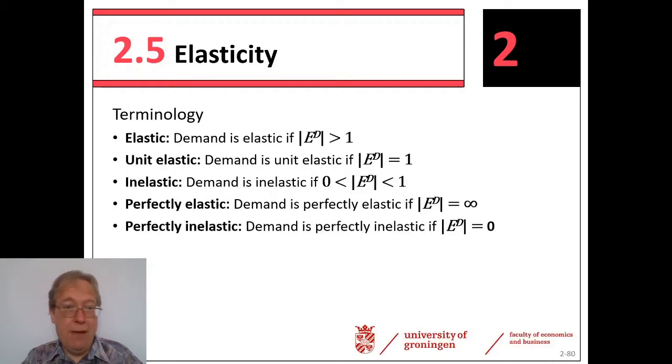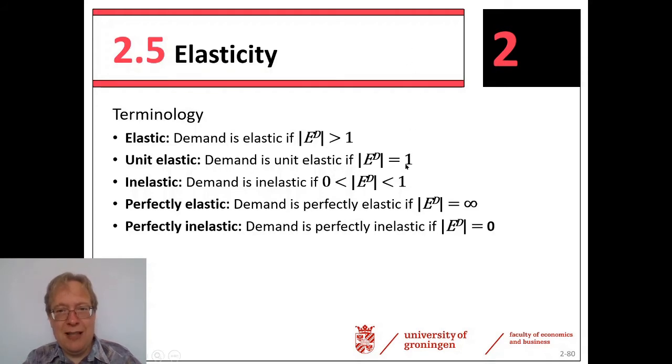And vice versa. So here's some terminology. We will say that demand is elastic if the absolute value, these lines denote the absolute value, is bigger than 1. So in other words, a 1% change in price leads to a more than 1% change in quantity.